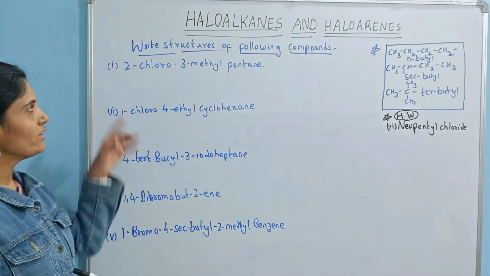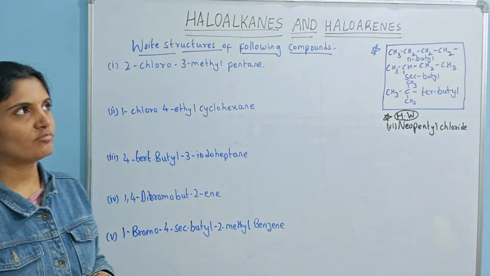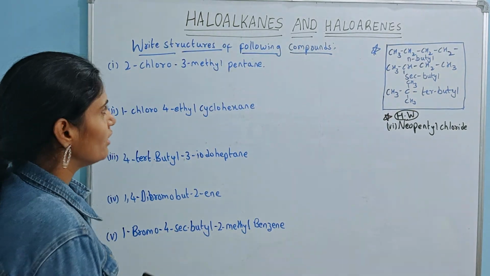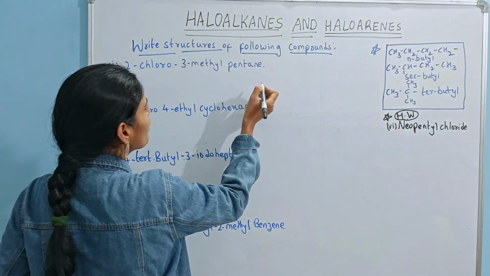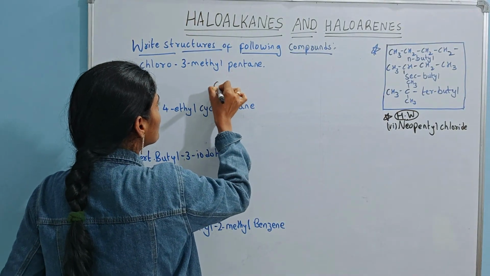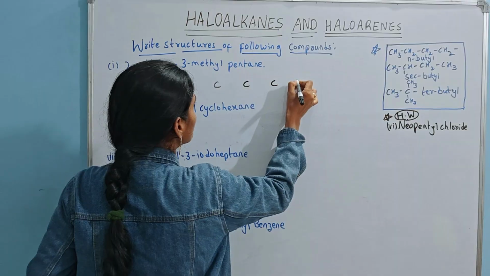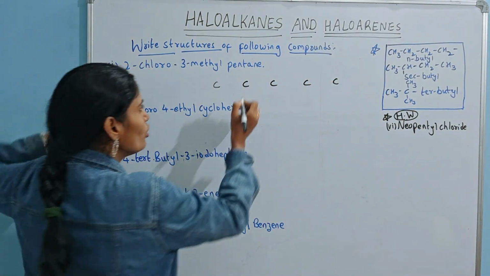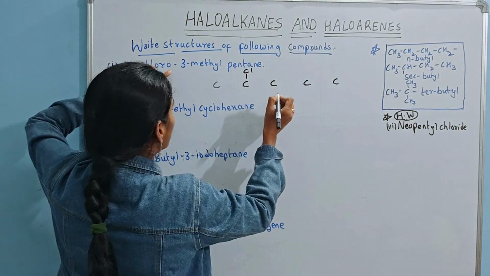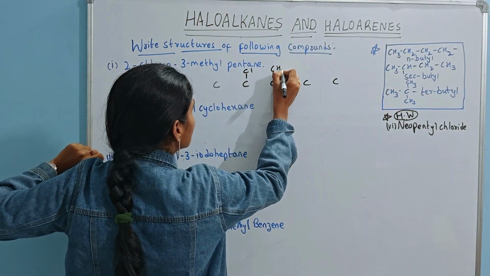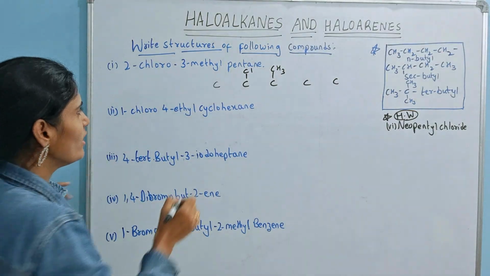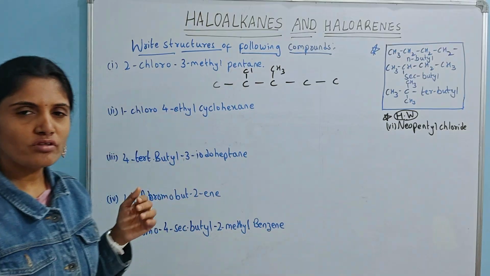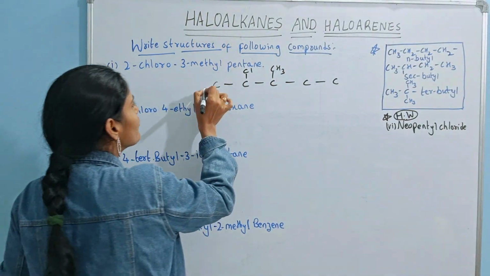Now we'll try to write the structures from the IUPAC names. Let us see the first compound, 2-chloro-3-methyl pentane. Now you know pentane is 5 carbon. So how will I write it? 1, 2, 3, 4, 5. Now at the second position I have my chloro, so here I put my chlorine. At the third position I have my methyl. Remaining, I'll put the bonds now and fill the hydrogens according to the valency of the carbon.